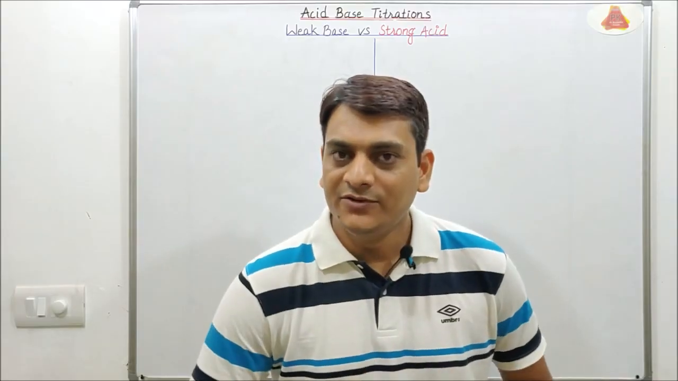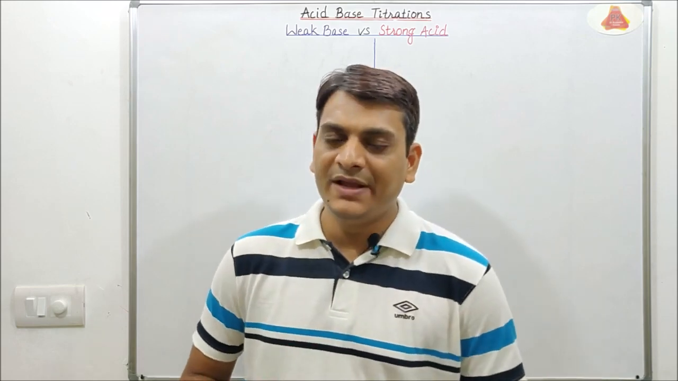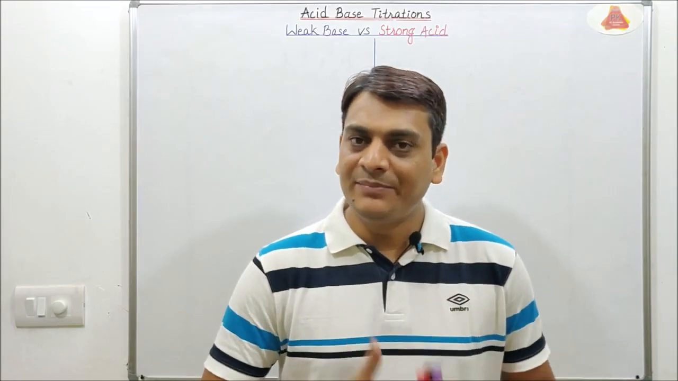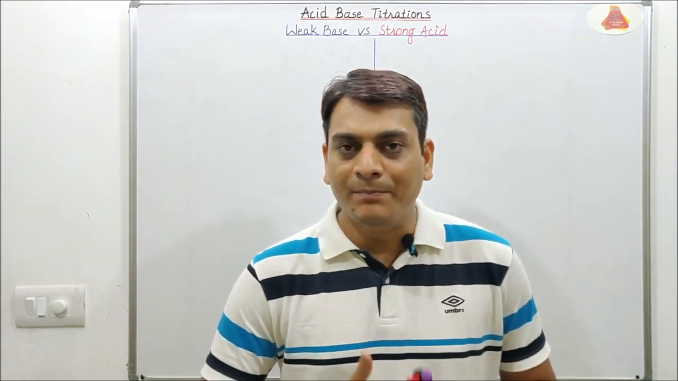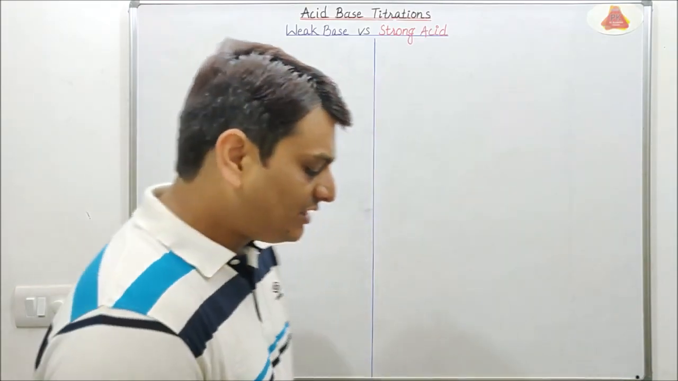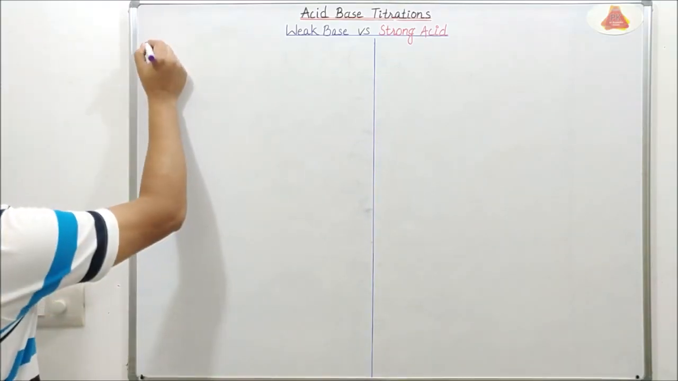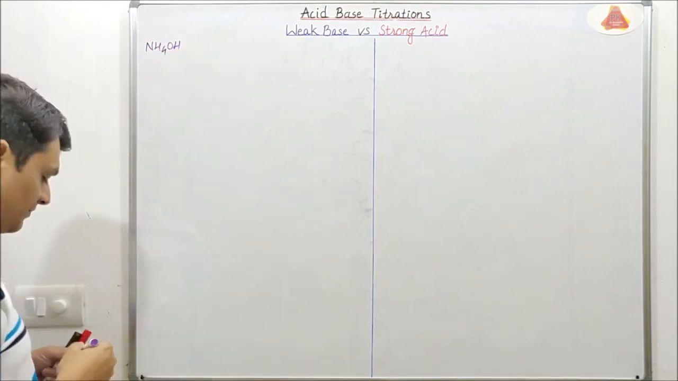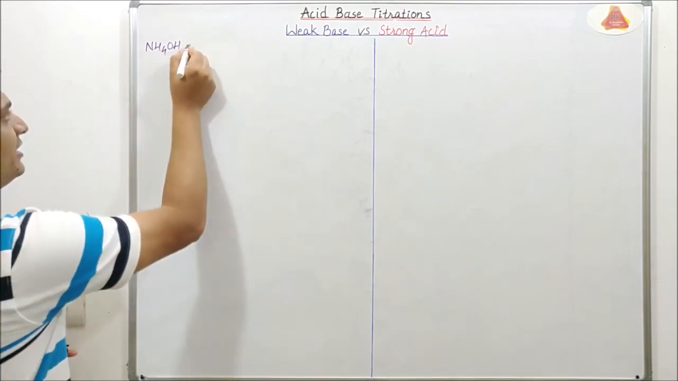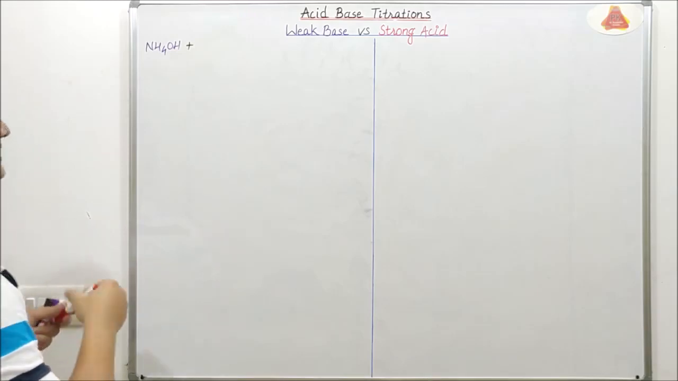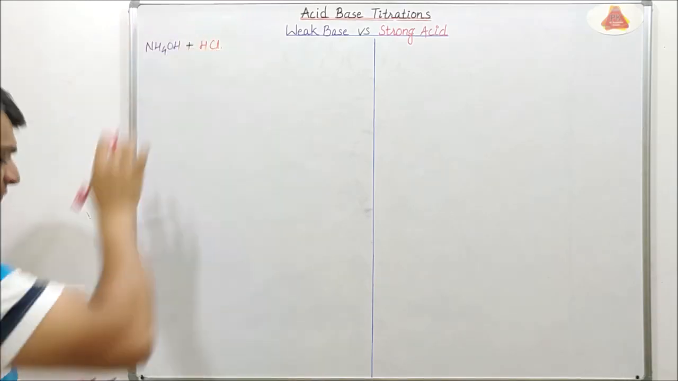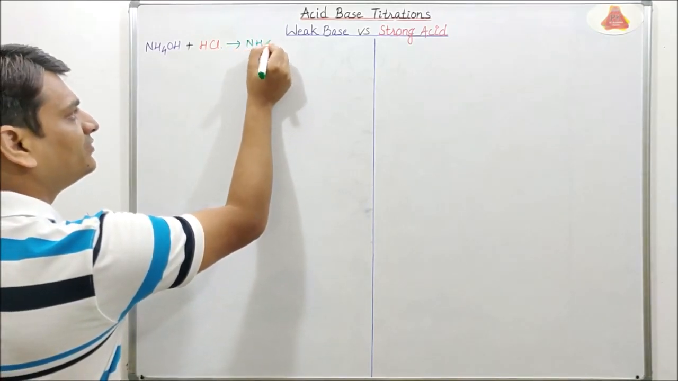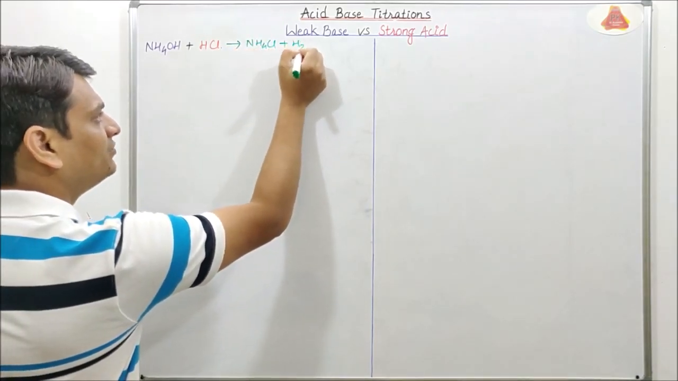Hello friends, today I am going to discuss titration between a weak base and a strong acid. In this titration we will take a weak base and titrate it using a strong acid. For example, the weak base is NH4OH, or aqueous solution of ammonia. It will be titrated against a strong acid, HCl, and when both react they form a salt, NH4Cl, plus H2O.